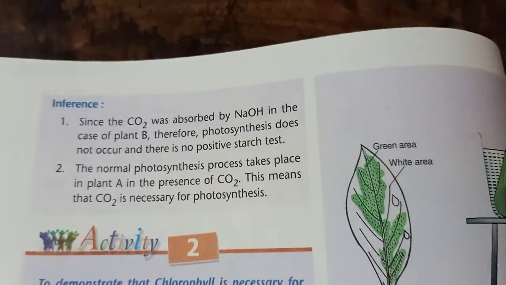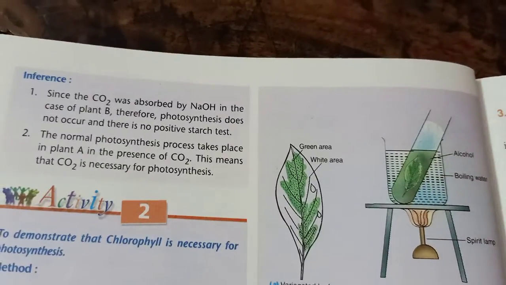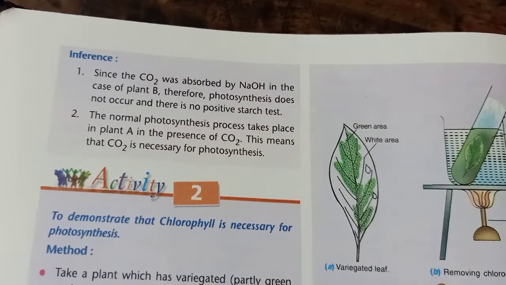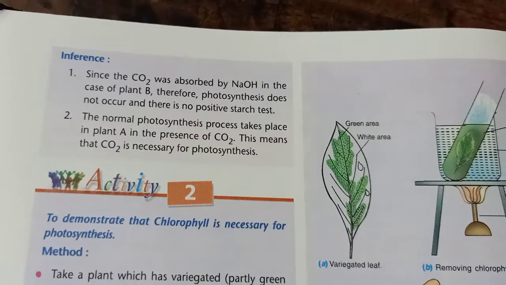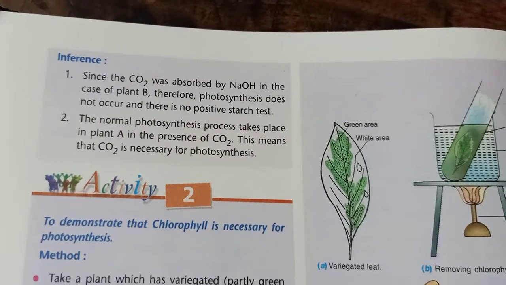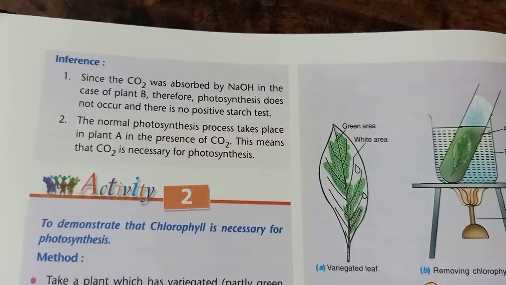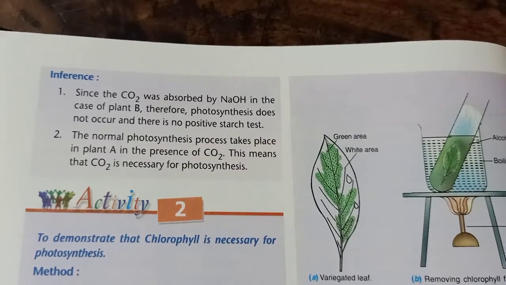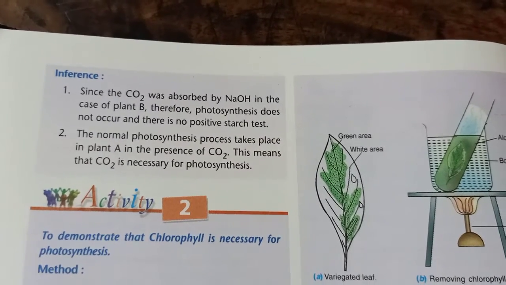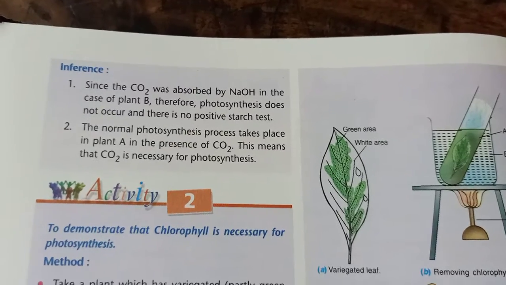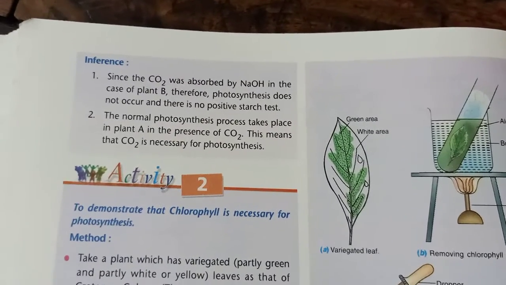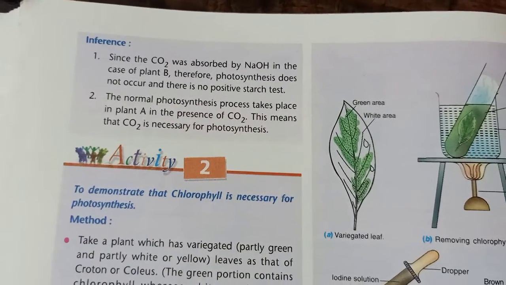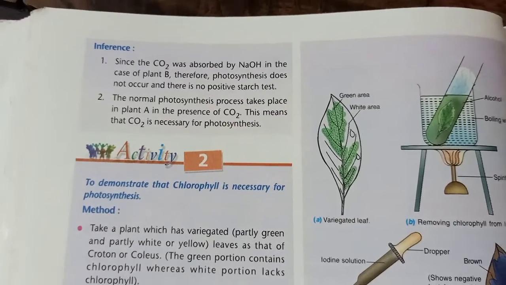Now the result: since the carbon dioxide was absorbed by soda lime in the case of plant B, photosynthesis does not occur and there is no positive starch test. But in plant A, the normal photosynthesis process takes place in the presence of carbon dioxide. This means that carbon dioxide is necessary for photosynthesis. In setup A the leaves turn blue-black because of the presence of starch, so we can say that carbon dioxide is necessary for the photosynthesis process.